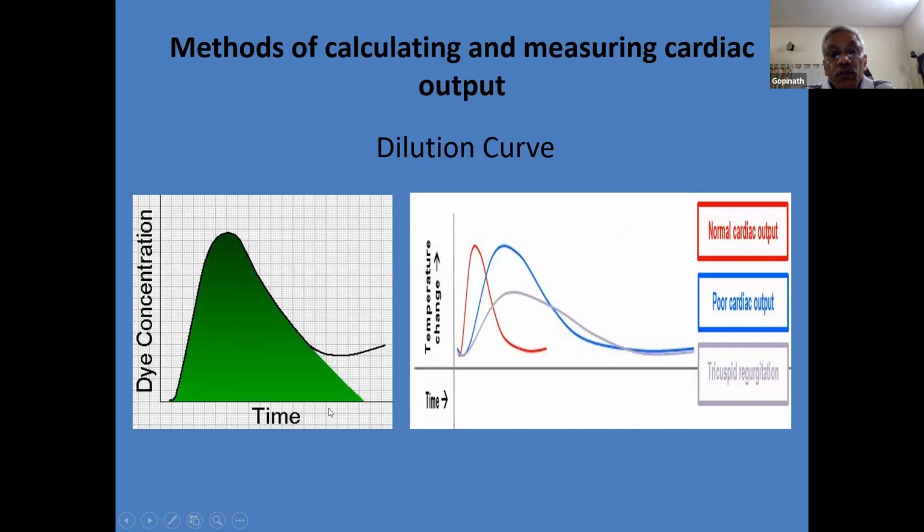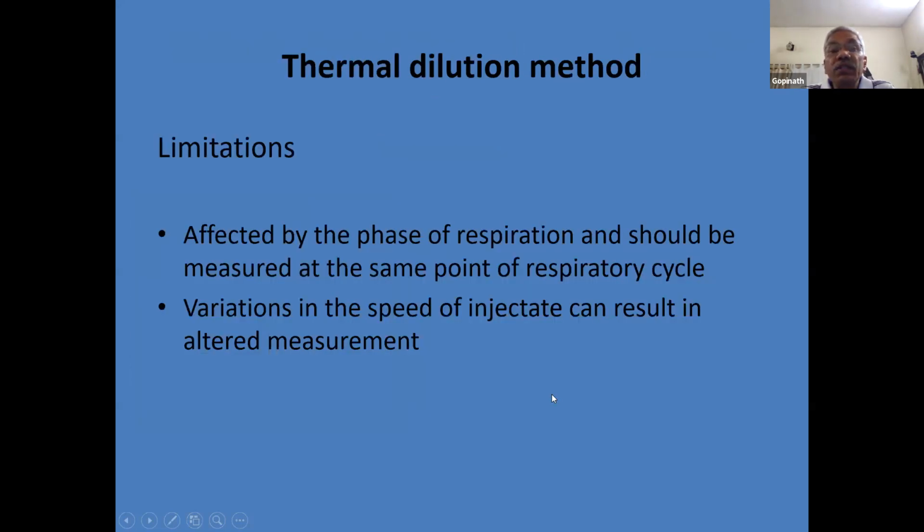If you use a dye, you use the dye concentration underneath. If there is a temperature change, you use it like this. If it's a nice, large peak, this is a normal cardiac output. A very slow decay is a poor cardiac output wave. And if it's depressed or cut off, there is a leak somewhere, as in tricuspid regurgitation.